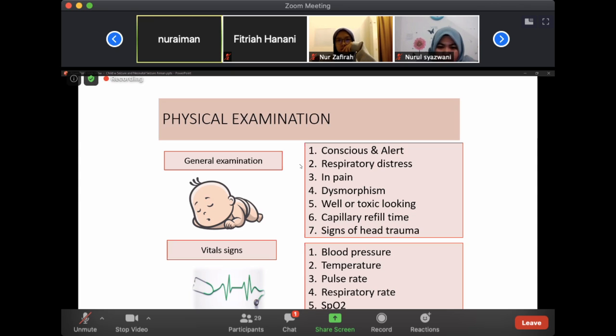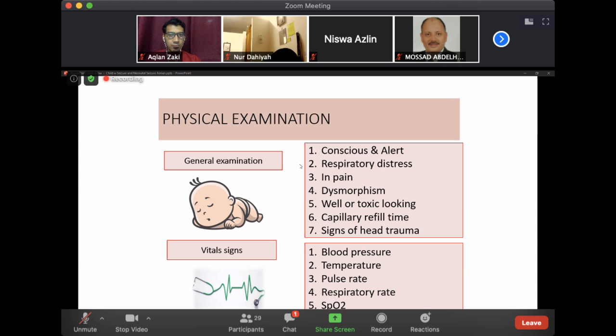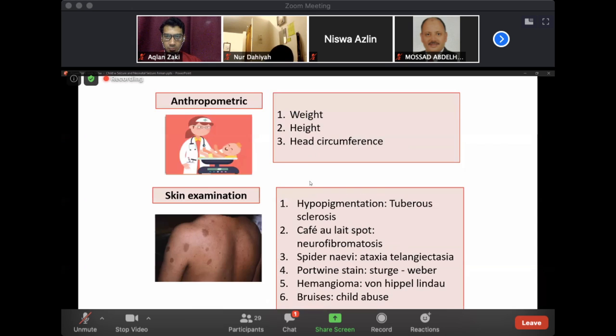We also want to rule out all these types of syndrome, and look at whether the child is well or toxic looking, which can rule out infection, and capillary refill time and signs of trauma. An important thing during physical examination, we need to check vital signs: blood pressure, temperature, pulse rate, respiratory rate, and SpO2. Then measure the anthropometric measurements of the patient: weight, height, head circumference.